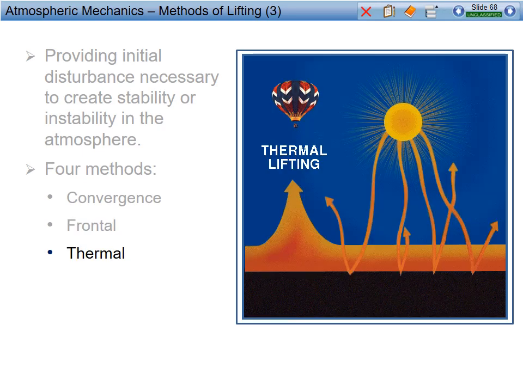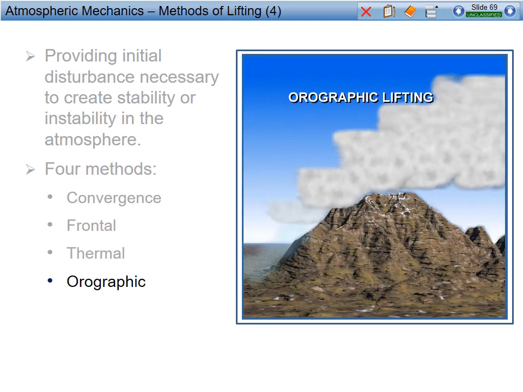Thermal lifting is caused by the natural heating of the Earth's surface during the day. As the air close to the surface heats up, it begins to rise, and whether it continues to rise or not will be dependent on the rest of the conditions. And then orographic lifting is what we saw in the previous demonstration, showing stability. This is when an air mass encounters resistance due to some object or terrain.